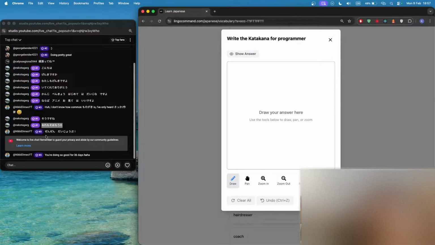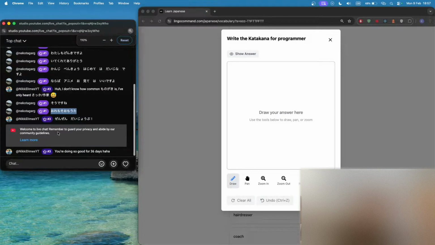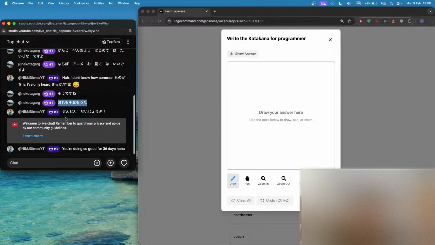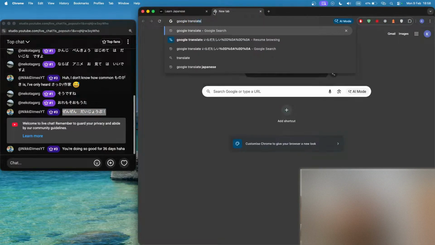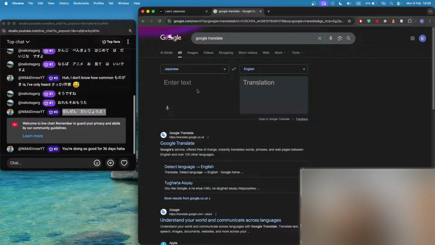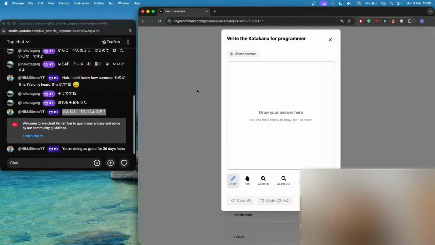Let me try and read this word. Let's see if I can zoom in here on the chat. So this is zen daijoubu. Oh, that's like, I think it means like all is well, like it's not a problem. Arigato. Let's just check if that's actually what that means. It's totally fine. Yeah, okay, so the sentiment was kind of understood there.